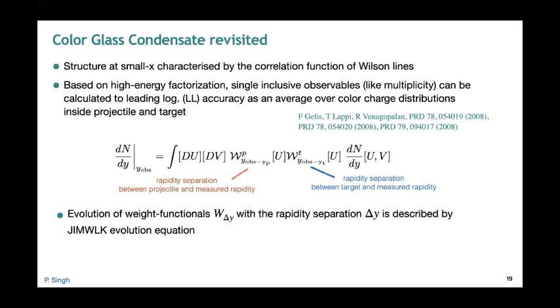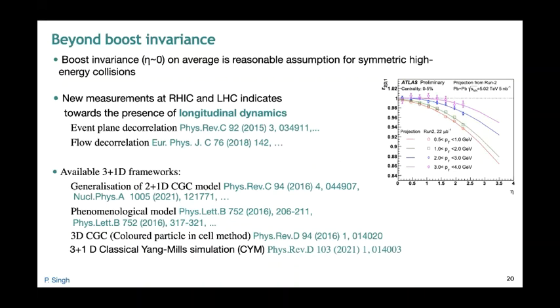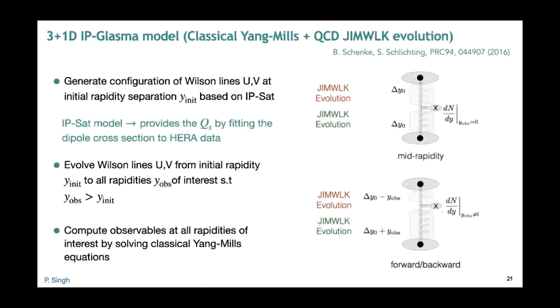Now, I used this expression from this paper, where they say that in order to calculate the multiplicity, you have a weight functional for the projectile and a weight functional for the target, at the rapidities where you want to calculate the observable. This will be clearer from the next slide. Because your weight functionals are modified at each rapidity, you take this into account by using the JIMWLK evolution equations. In simpler words, for example, I'm using this 3+1D model, which takes into account the classical Yang-Mills equation, and the modification of the weight functionals is taken into account by using this QCD JIMWLK evolution.